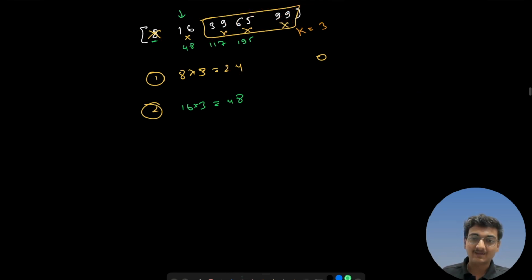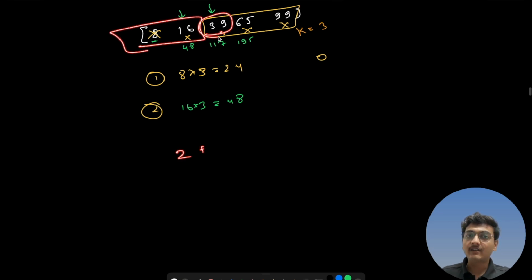Now let's try this part. Okay, let me try this. And from the left side, how many elements have I removed? I think two elements I have removed. Now I will check, if I am here, 39 into 3 is 117. How many elements do I need to remove from the right side?